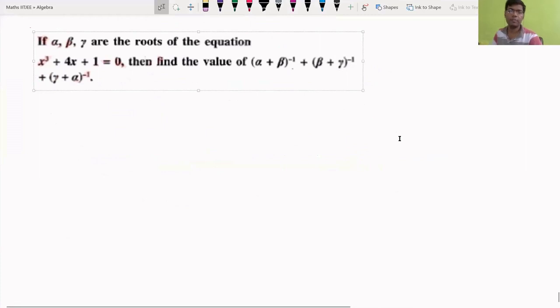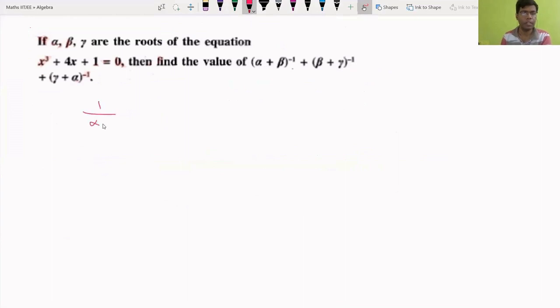If alpha, beta, gamma are the roots of the equation, so he has given a cubic equation, x cubed plus 4x plus 1 equals 0. Then find the value of 1 by alpha plus beta plus 1 by beta plus gamma plus 1 by gamma plus alpha. So this is what he wants us to find.